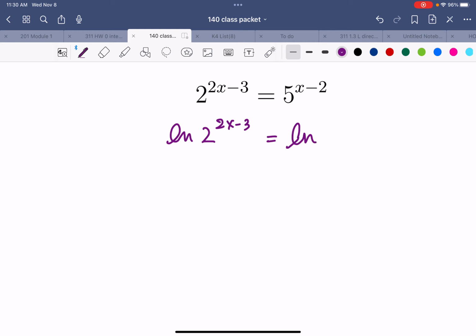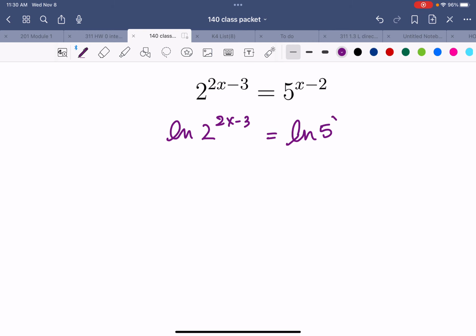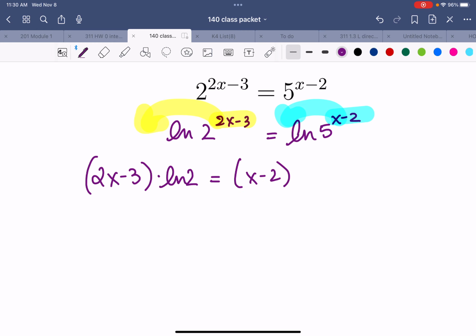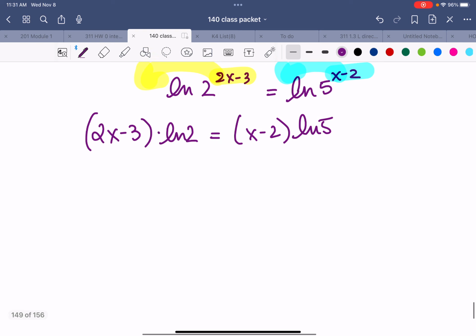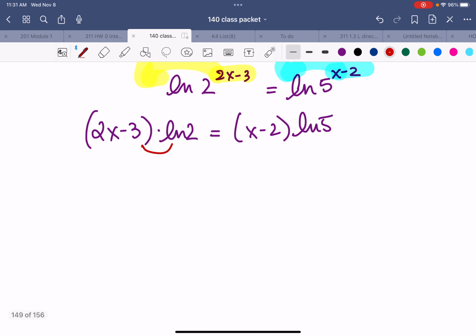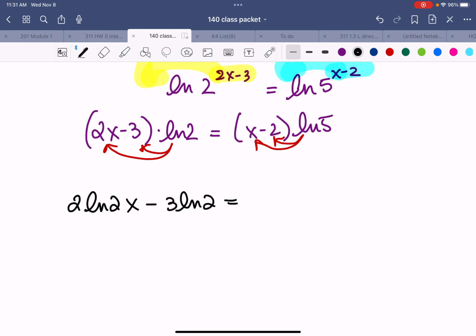So we have the ln of 2 to the 2x minus 3 and ln of 5 to the x minus 2. Use the property that brings down each of our exponents. So this will be 2x minus 3 times the natural log of 2 and x minus 2 times the natural log of 5. And then same process. We're going to go ahead and distribute that to both terms inside the parentheses on both sides of the equation. That's going to give us 2 ln 2 times x minus 3 ln 2. On the right-hand side, we get natural log of 5 times x minus 2 natural log of 5.